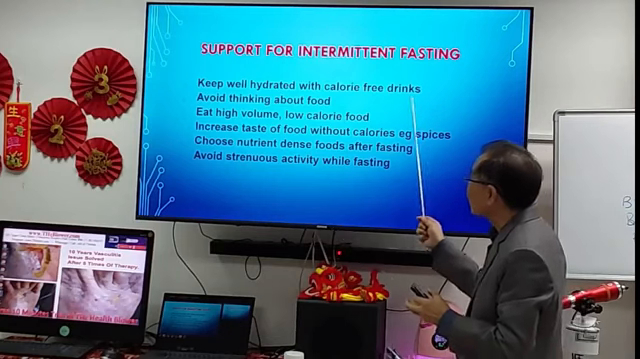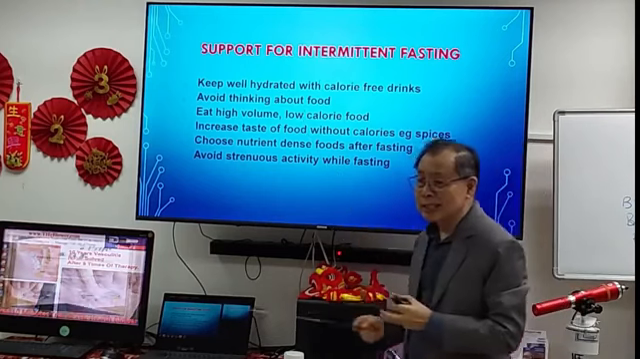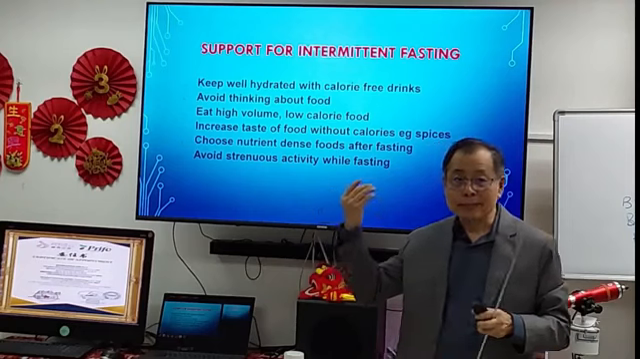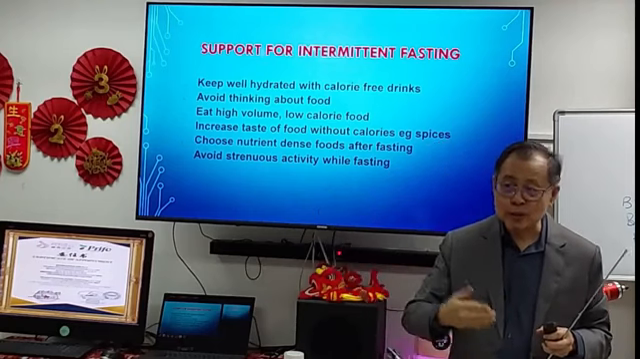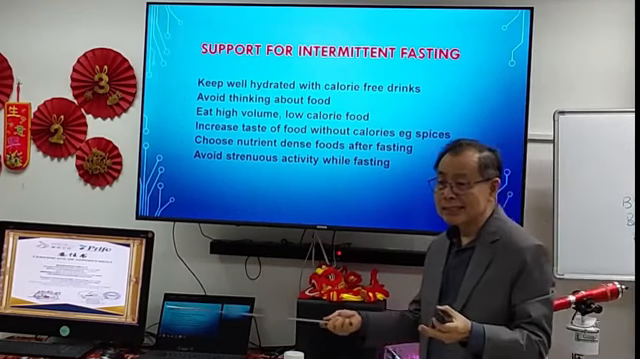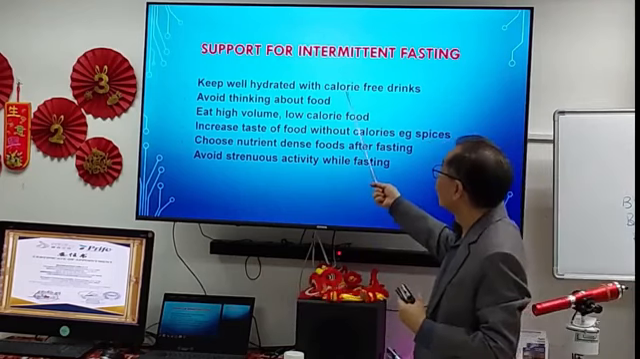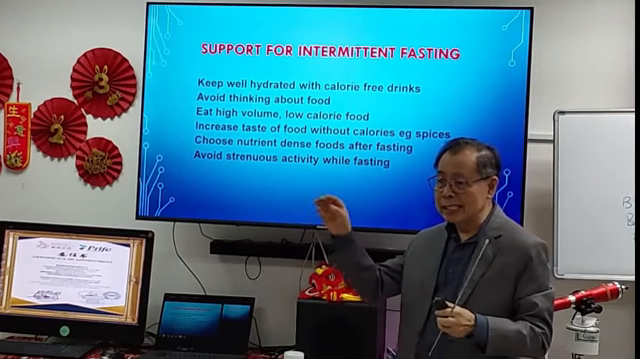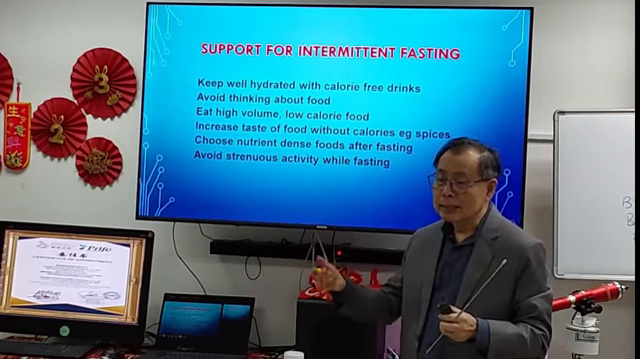This is also on intermittent fasting. Keep well hydrated, unless you are like a Muslim doing your fasting for religious reasons. Then you can't drink even water. If you're just fasting for the sake of health, why not? Calorie-free drinks, teas, water, it helps.